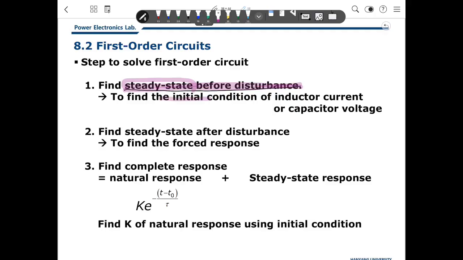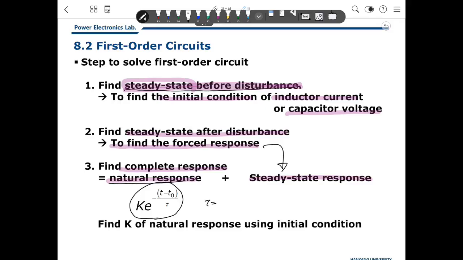Why? The reason is to find the initial condition of the inductor current or capacitor voltage, because that is the starting point to get the voltage or current in the electric circuit. Then we have to find the steady state after the disturbance. That is the reason to find the forced response. So we get the complete solution. What is the complete solution? It's the natural response plus the steady state response. We get the steady state response from here. Then our natural response is the general form here.